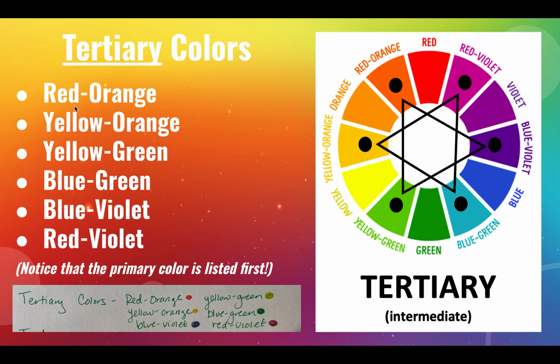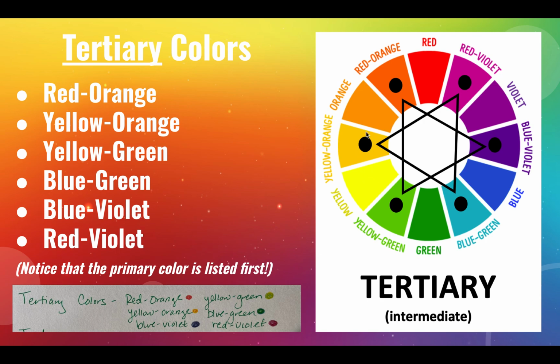And notice that when you are describing a tertiary color, you start by the primary color within the combination. So each tertiary color is a combination of a primary and a secondary color, but you always say the primary color first. So red-orange is kind of the step between red and orange.